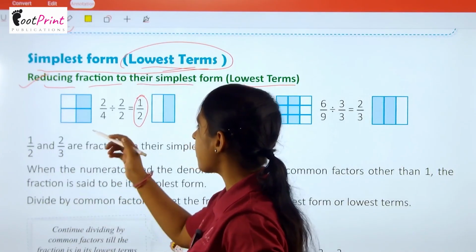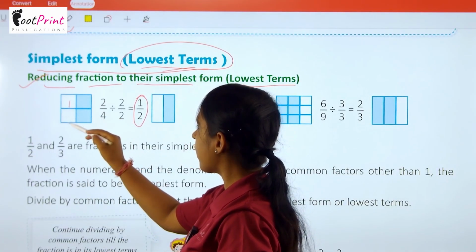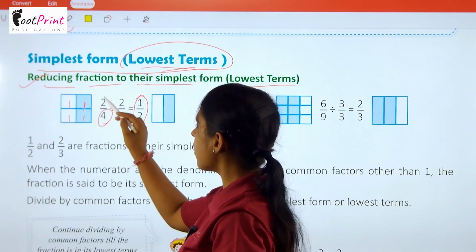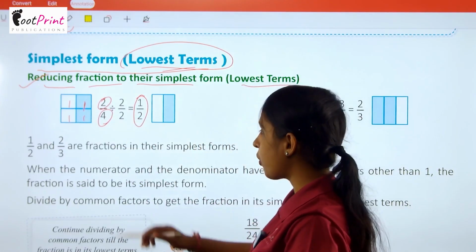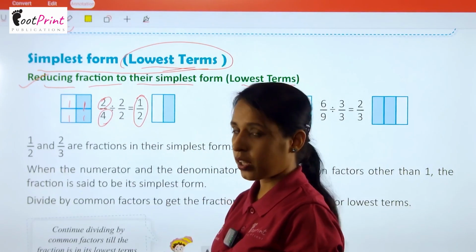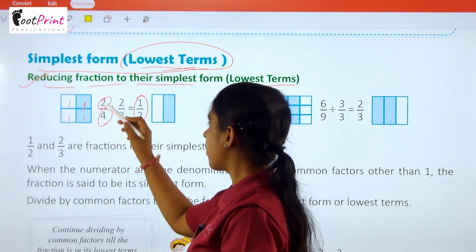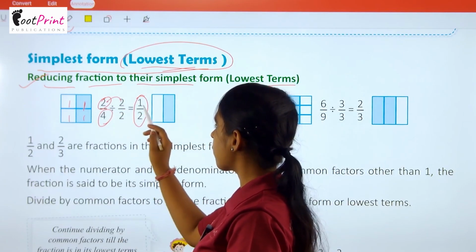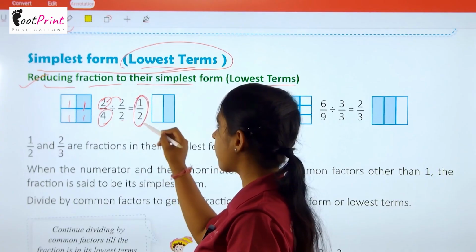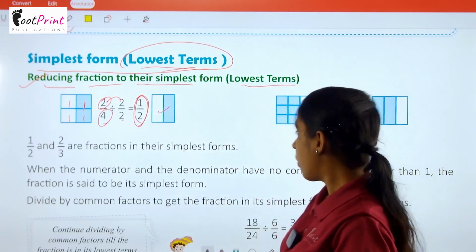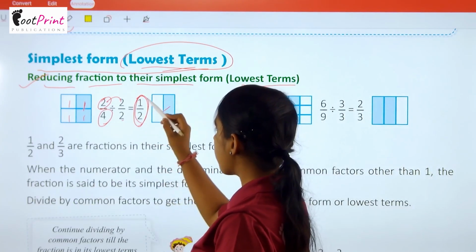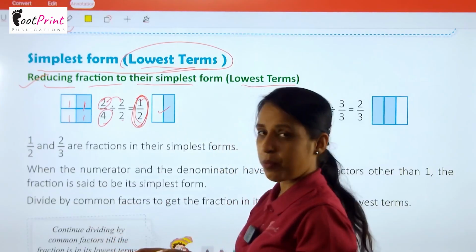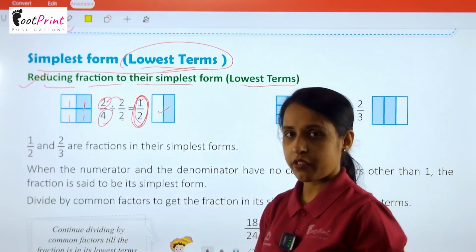Let's see this example. 2 by 4, here 4 parts are given and 2 are shaded. If we divide 2 by 4, both the numerator and denominator, by 2, what will we get? 2 ones are 2 and 2 twos are 4. Here we get 1 by 2. So we can say 1 by 2 is the lowest term or simplest form of 2 by 4.